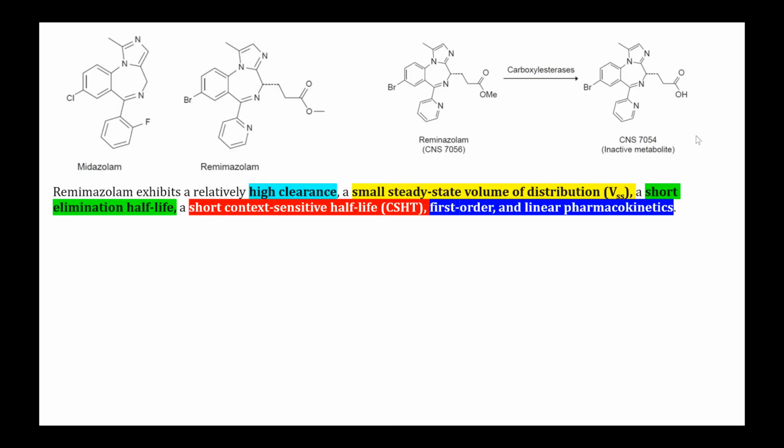But this is excreted by the kidney, so this is not... That is the reason why it is not applicable. So even though it is not active, we don't want to take any risk. That is the reason why it is contraindicated. It has a relatively high clearance with a small steady-state volume of distribution, short elimination half-life, and short context-sensitive half-life. What is the definition of short context-sensitive half-life?